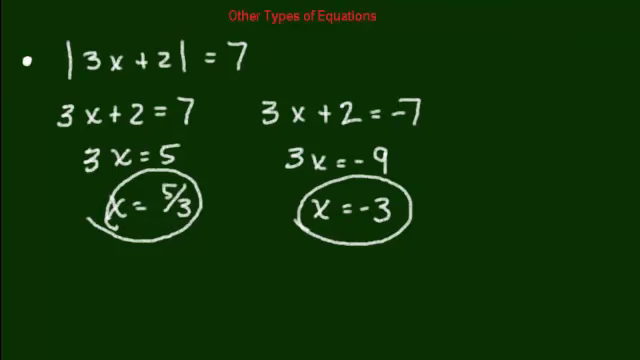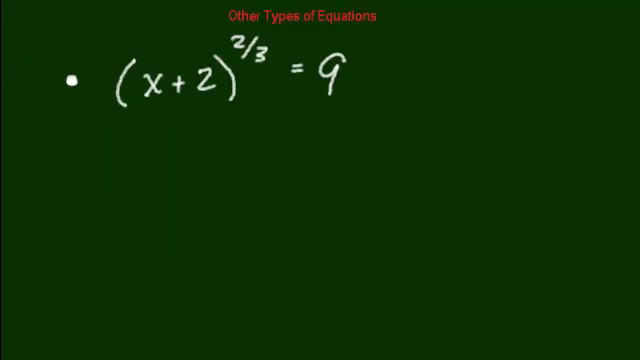It's important to check your answers, and if you check both of them, you'll see that both of them work. Sometimes you will get answers that don't work, in which case you'll need to cross those out. I'll show you an example of that in a second. The next example involves what's called a rational exponent. I'm going to need to do the opposite of this to both sides, which means that I will want to raise both sides to the 3/2 power. When I raise both sides to the 3/2 power, the left-hand side is very sweet. It becomes x plus 2 to the first power, because 2/3 times 3/2 is 1.